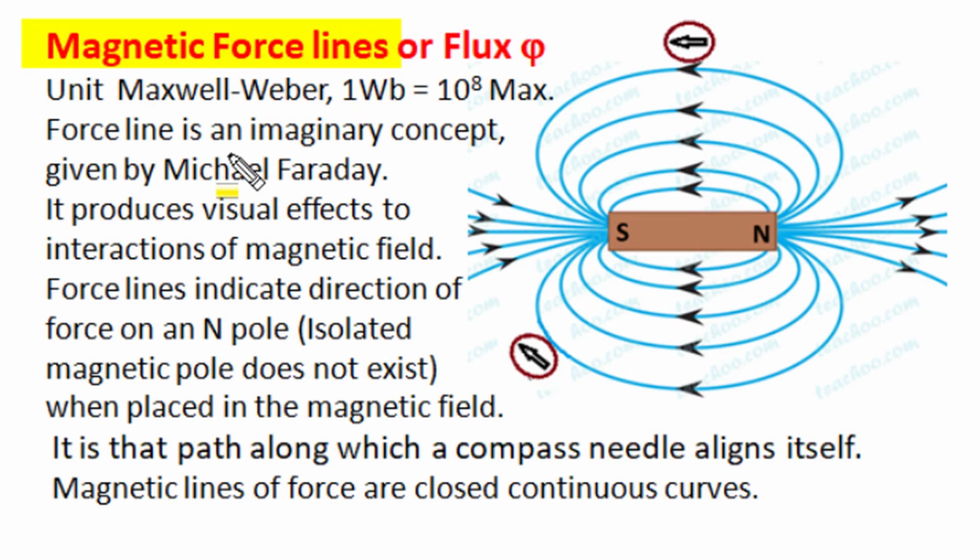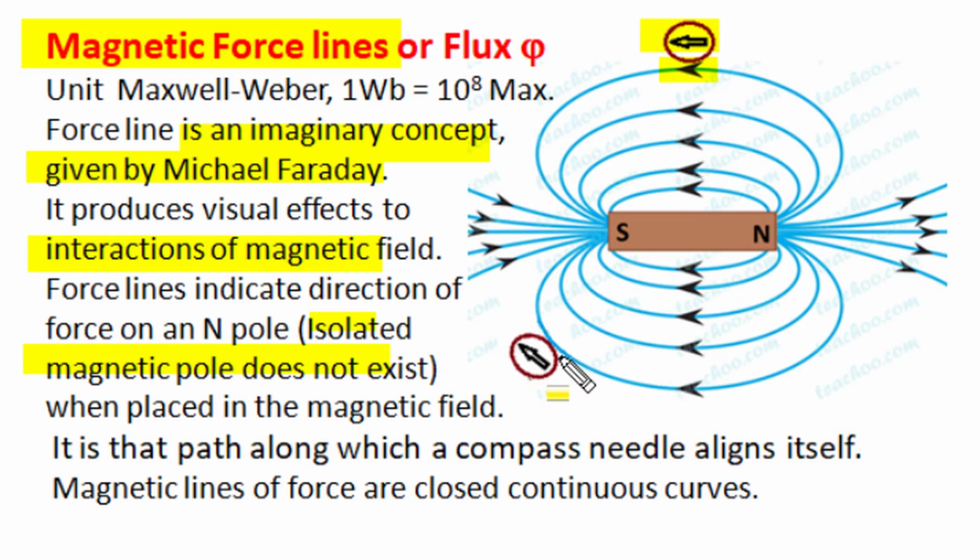Magnetic force line is an imaginary concept given by Michael Faraday. In reality, these force lines physically don't exist, but they give a pictorial and visual representation of magnetic field interactions. By definition, a magnetic force line is the direction of force on a unit north pole. The fact is, an isolated magnetic pole doesn't exist, but in the theoretical concept, if we place only a north pole at this test position, then the direction of force on that north pole indicates the direction of force lines.